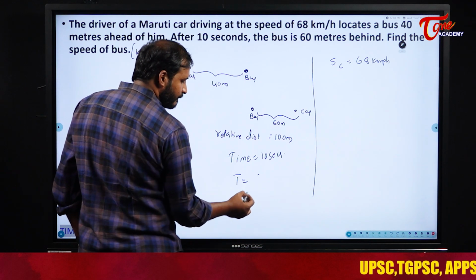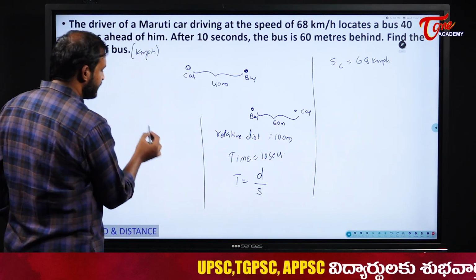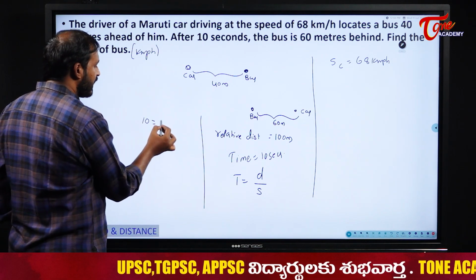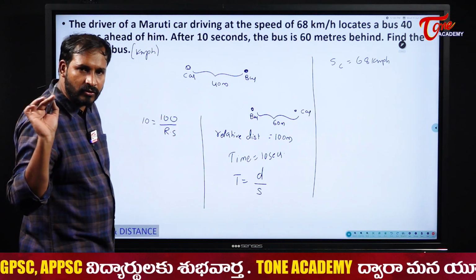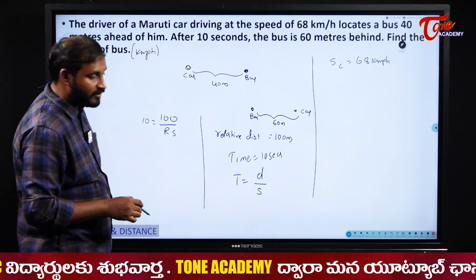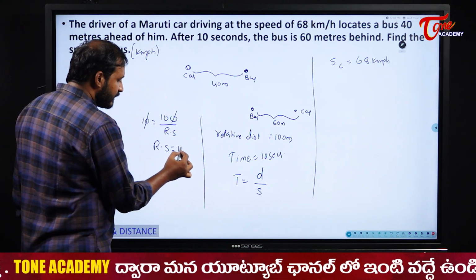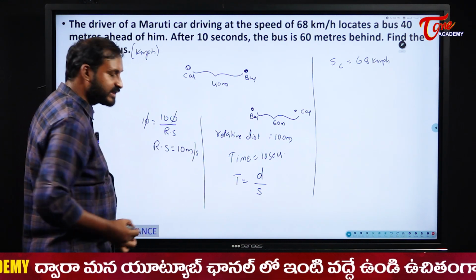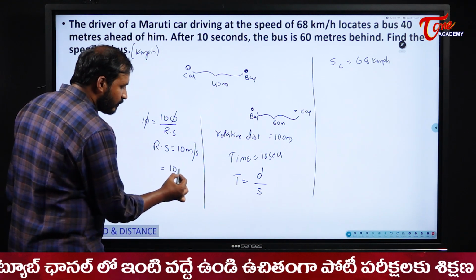Time is equal to distance by speed. The time they have given us is 10. The distance here is 100. And the relative speed we don't know, so for the time being assume we don't know it. Instead of speed, we will have relative speed. So what happens to the relative speed here, students? 10 meters per second. But please convert that into kmph.